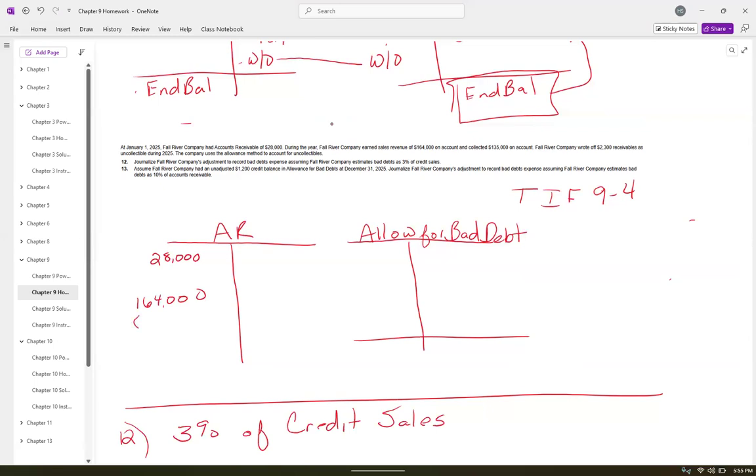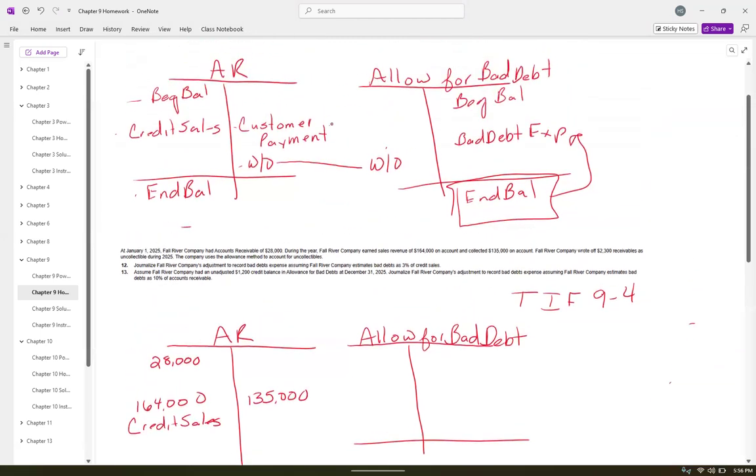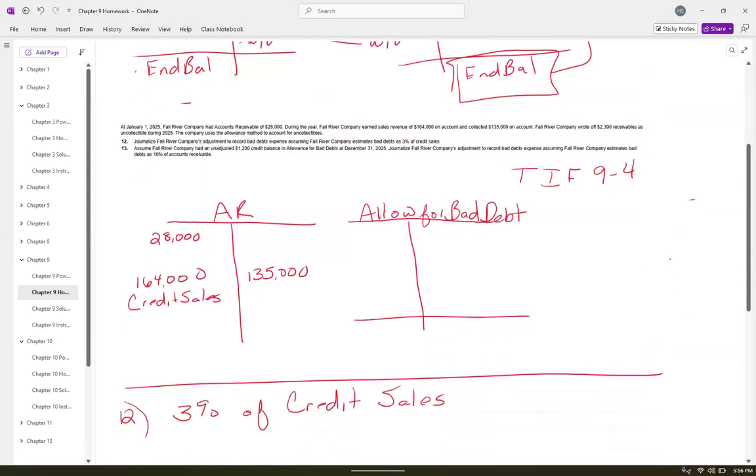I'll mark that because we need that. That's our credit sales. Let me make that see a little better. That's kind of bugging me. There we go. All right. Then the next thing after that, it said, and it collected 135,000 on account. So that is right here in accounts receivable. If we come back up here, customer payment, that's what we collected, credit sales. That's where the 135,000 goes.